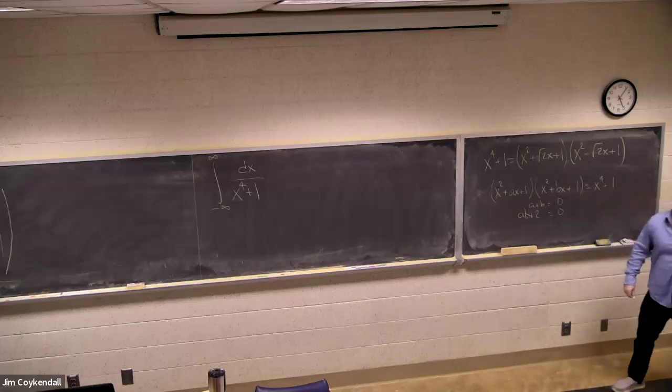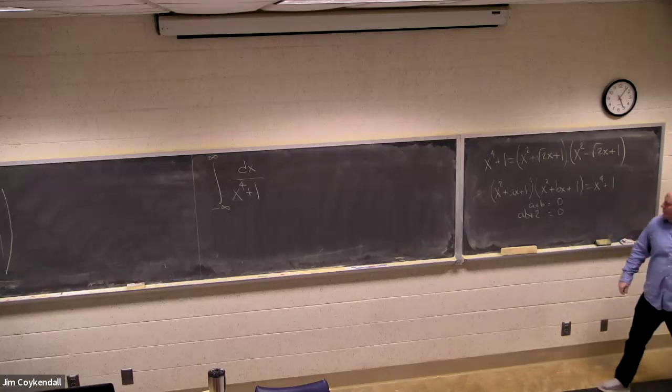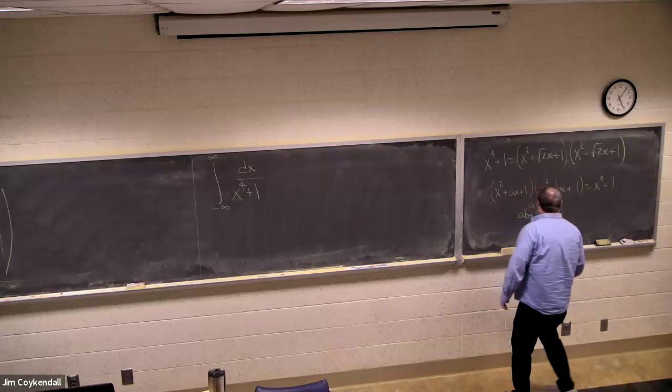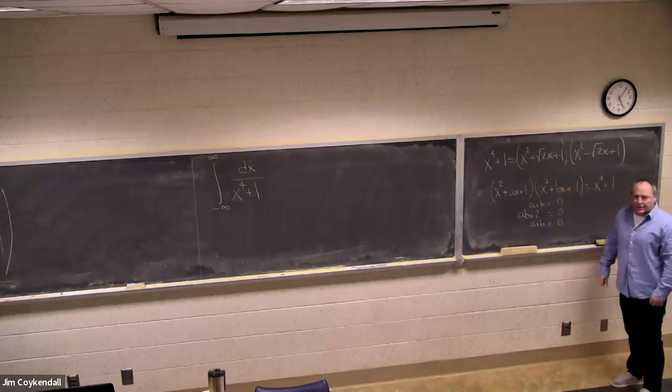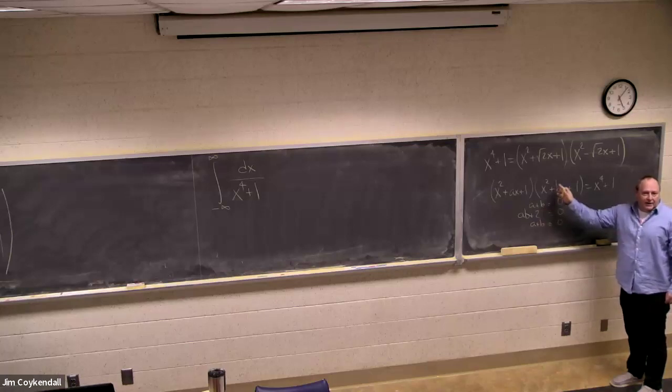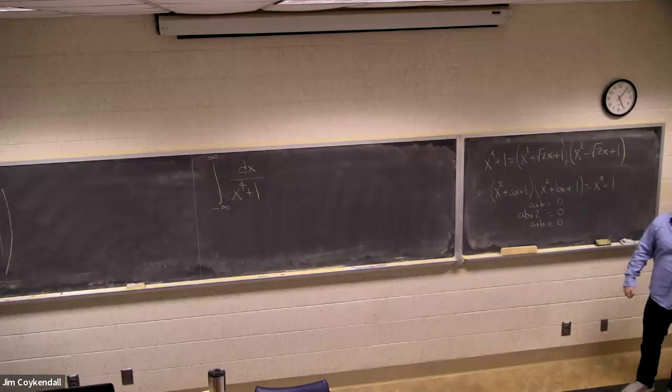And here's the first hint that this might be something that works. The linear term is also a plus b, and it's also 0, right? So here I have two equations and two unknowns, and it's pretty easy to see that solves quadratic, and that's where the radical 2 comes from, right?